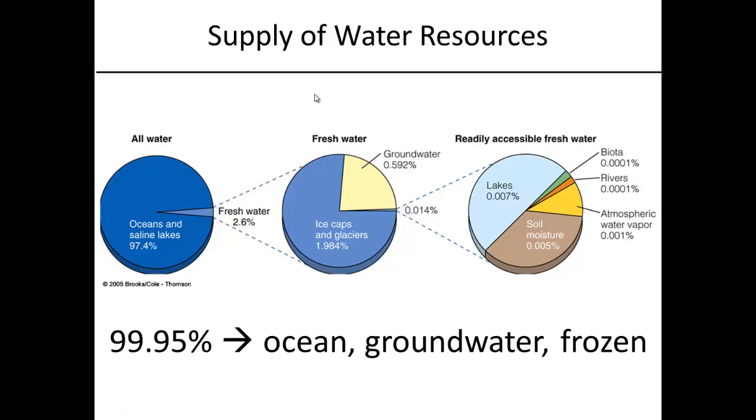And then you have another 0.592% that is stored in groundwater. And you're left with 0.014% that is readily accessible. That's your lakes, soil moisture, atmospheric water vapor, rivers, and life. So the vast majority of the water is not accessible.